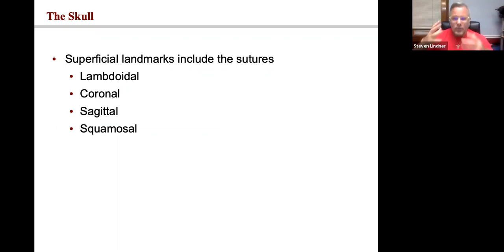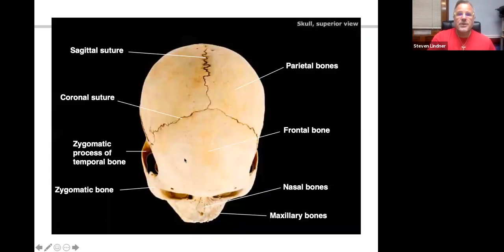All right, so we're going to look at some of the superficial landmarks. First of the skull, we'll go through some of the sutures: the lambdoidal suture, coronal, sagittal, and squamous or squamosal suture. So when we look from a bird's eye view looking down in the sagittal plane, we have the sagittal suture running from anterior to posterior. The sagittal suture is going to separate the paired parietal bone. This is the left parietal bone and the right parietal bone.